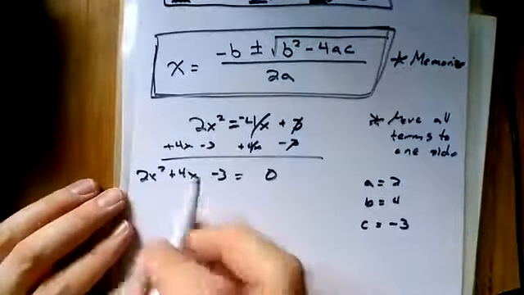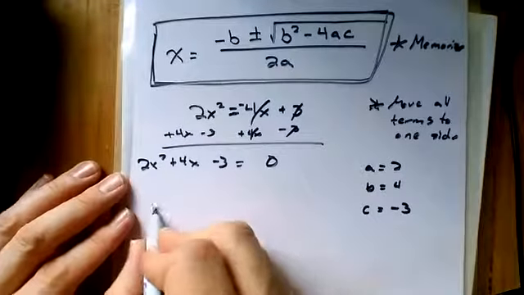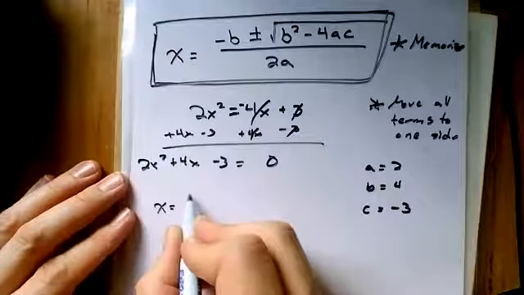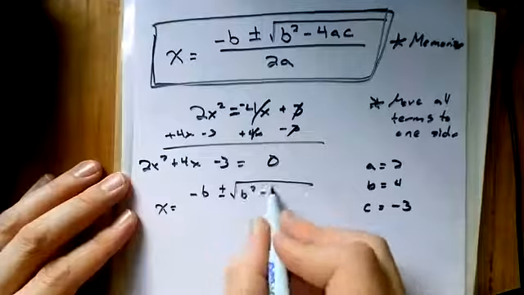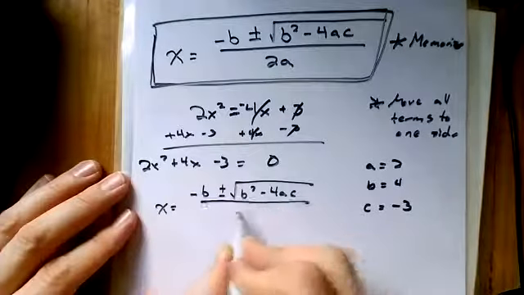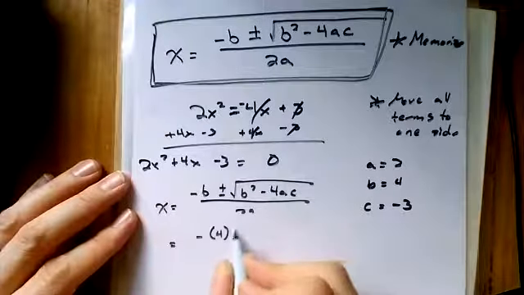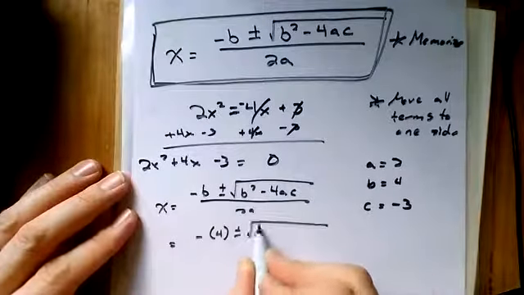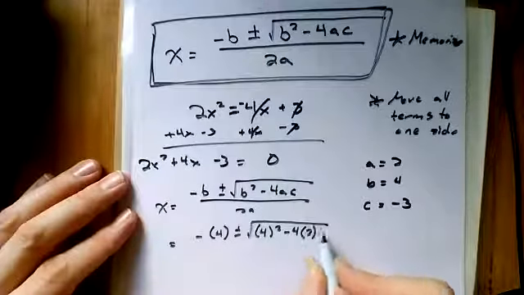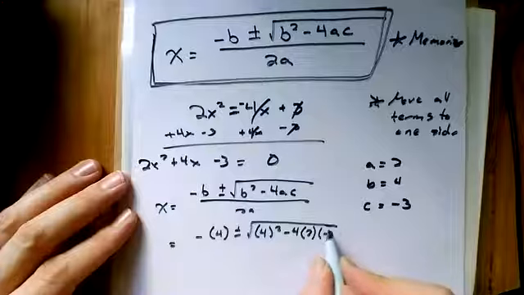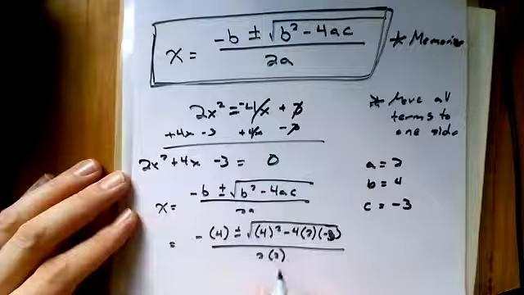And we're just going to plug this into the quadratic formula. So my answer is going to end up being negative b plus or minus the square root of b squared minus 4ac all over 2a. So that means I'm going to have negative 4 plus or minus the square root of 4 squared minus 4 times 2 times negative 3, all over 2 times 2.